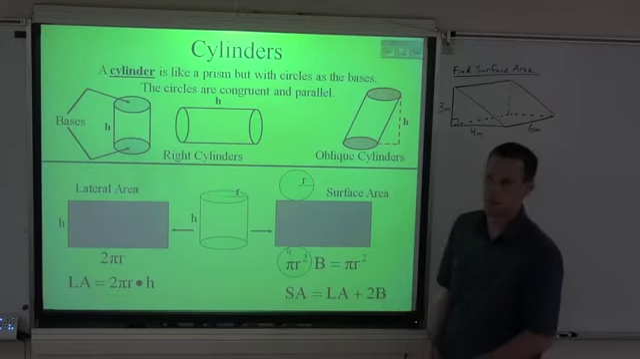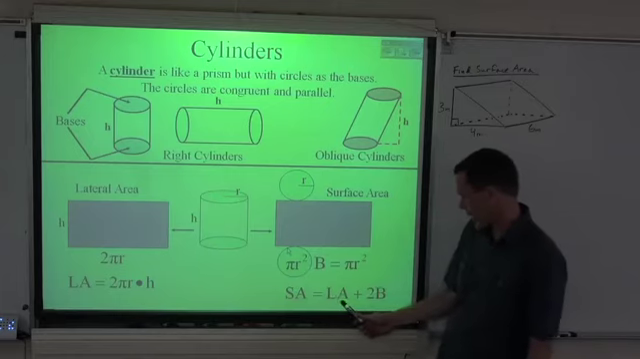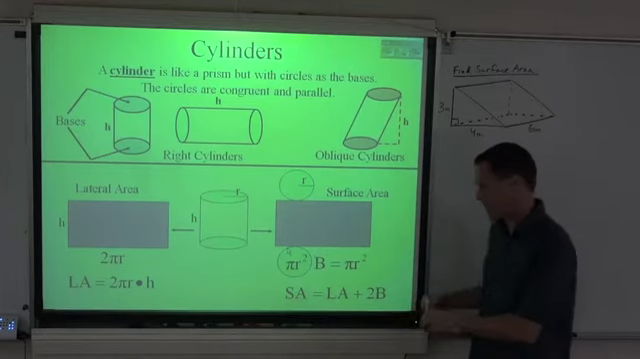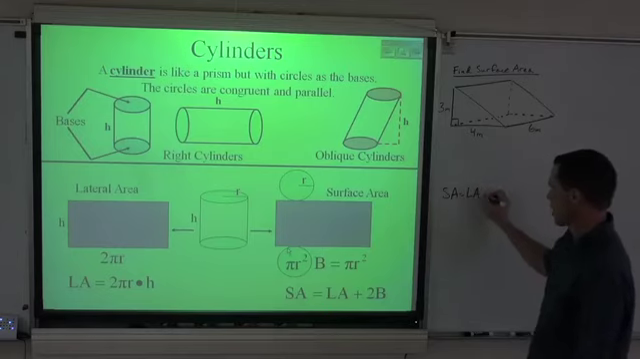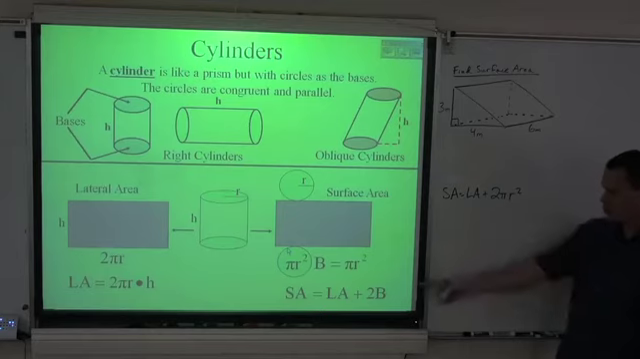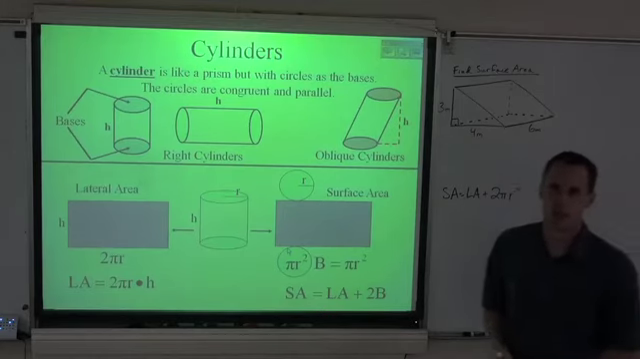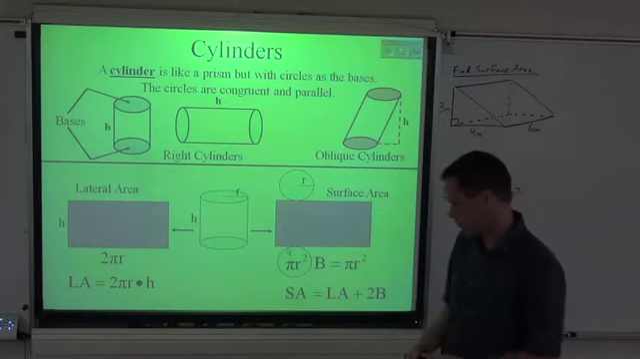That's pi r squared. So we can still say the surface area is LA plus 2 bases, or surface area equals LA plus 2 pi r squared. If we want to, we can go ahead and put that because we are acknowledging that we already know the base is a circle.